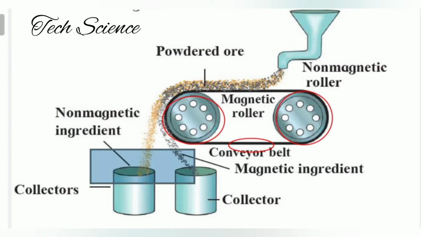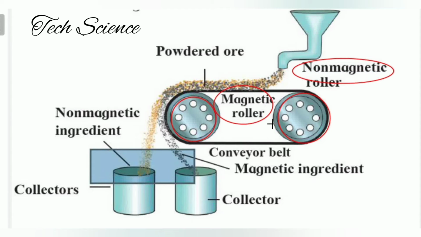Now these two rollers: the first roller is called the non-magnetic roller, and the second roller is called the magnetic roller. The belt, called the conveyor belt, which is moving around these two rollers, has a non-magnetic property, and generally it is made up of either leather or brass. So this is a machine which is continuously rotating, with one roller having the non-magnetic property and one roller having the magnetic property.